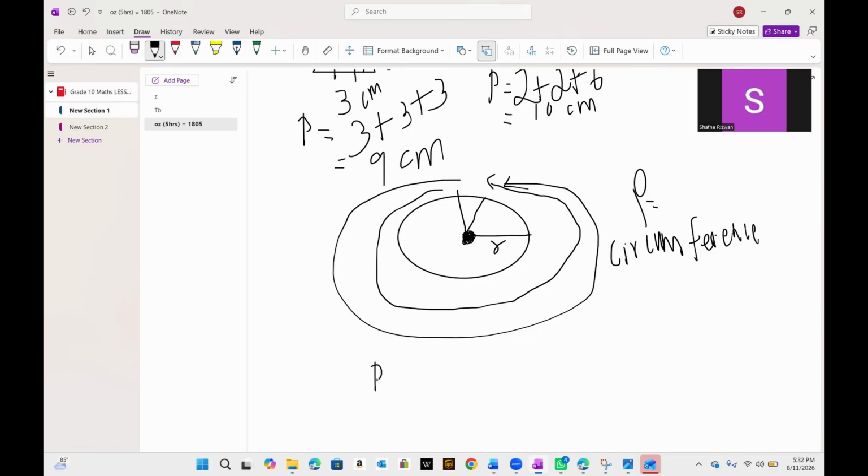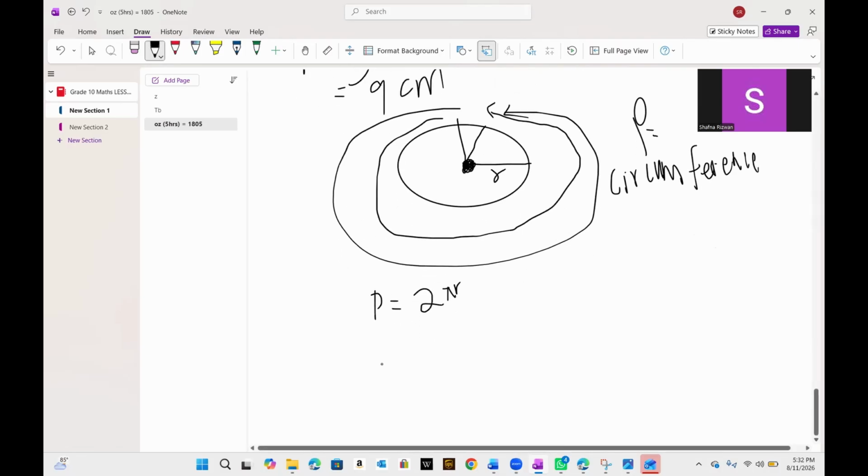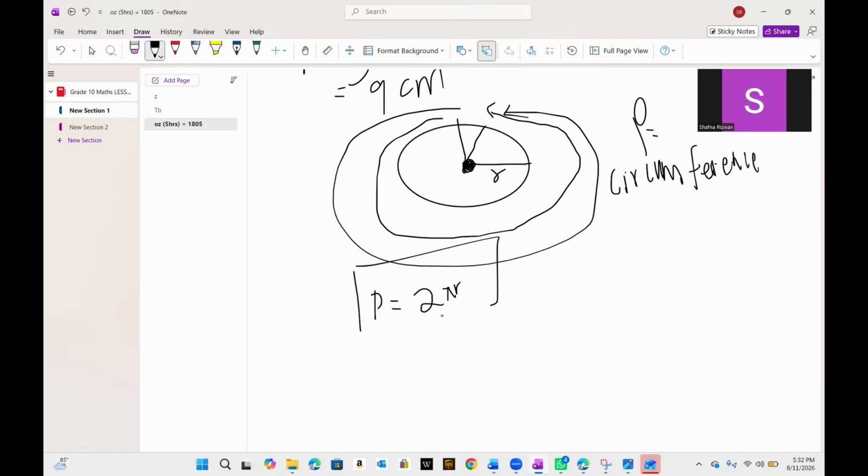Now, the perimeter of a circle is equal to how much? 2 pi r. The circumference or perimeter of a circle, both are the same, and equal to 2 pi r. Always remember to use this formula to calculate the perimeter or circumference of a circle.